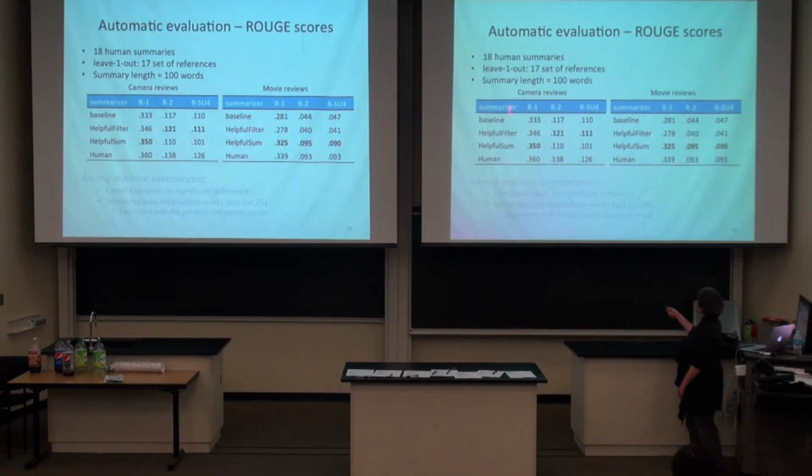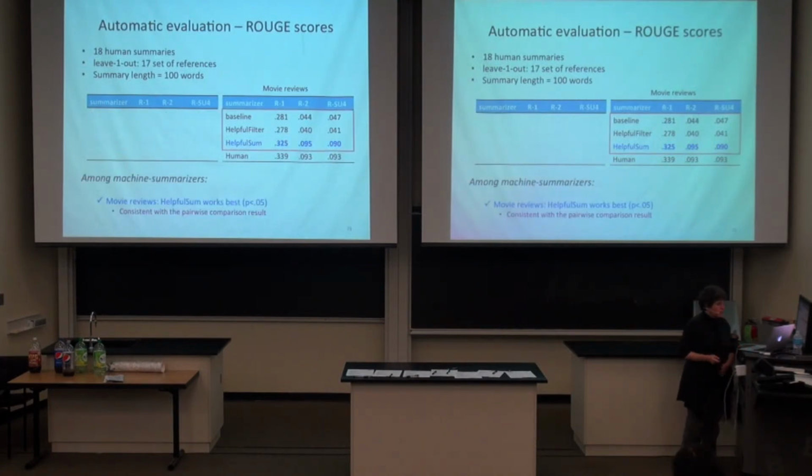And again, you see our 2 domains. These are the summarizers. Now we have the 4th human condition. And these are ROUGE scores. There are all these varieties that you can use. R1 means you're looking at unigrams. R2 is based on bigrams. And RSU4 is a more robust version of bigrams that involves some skipping. But whichever one you look at, the findings are somewhat consistent.